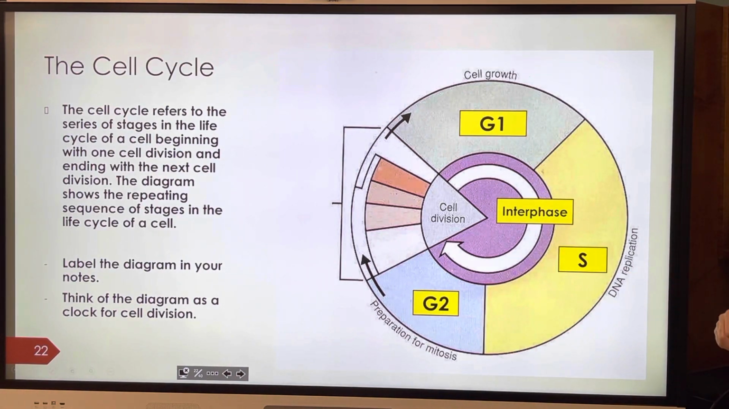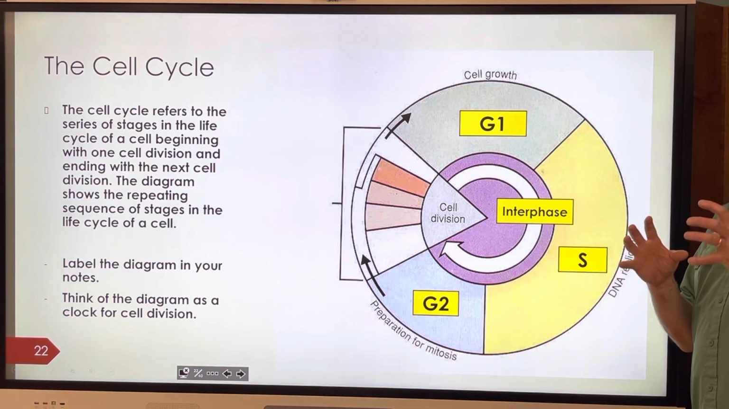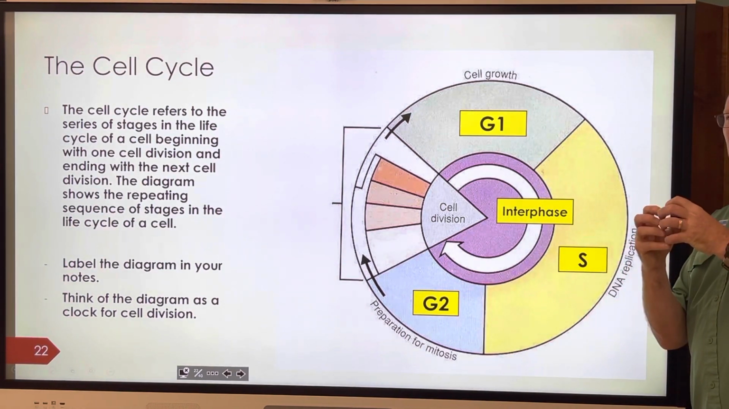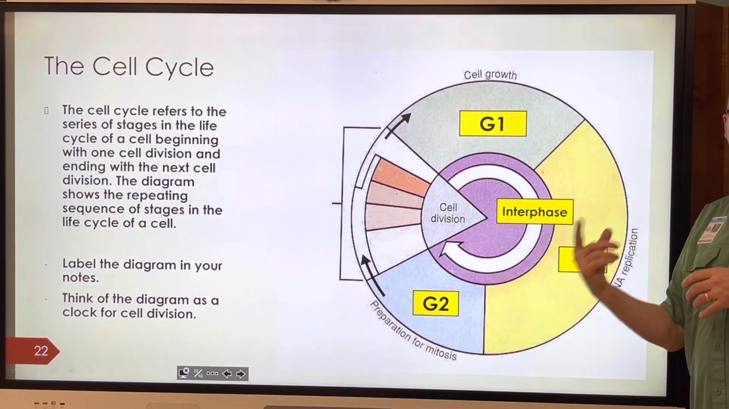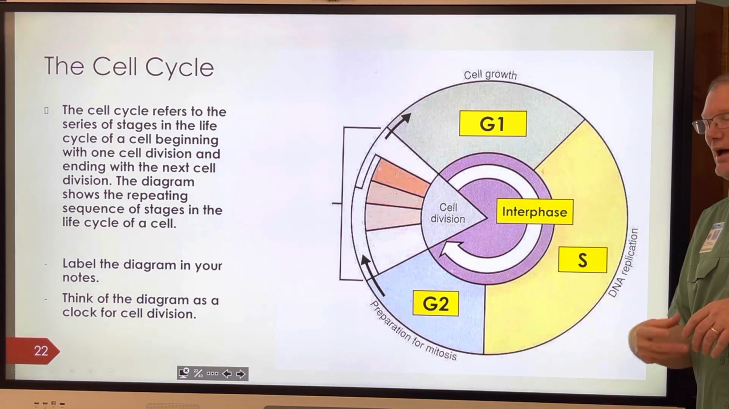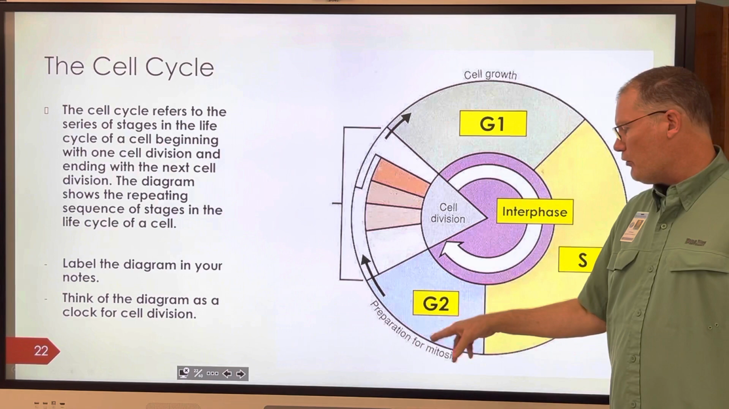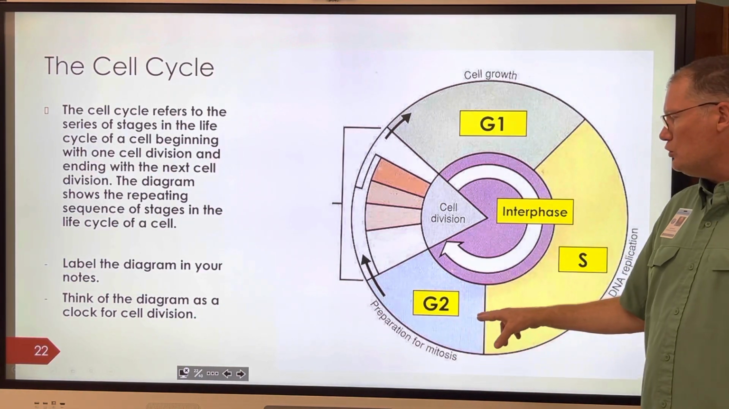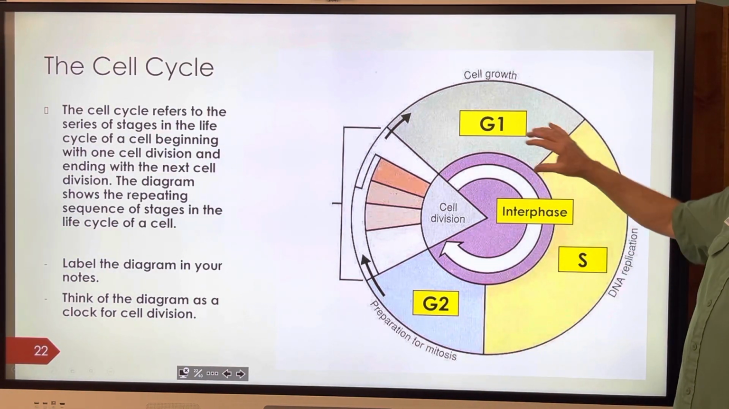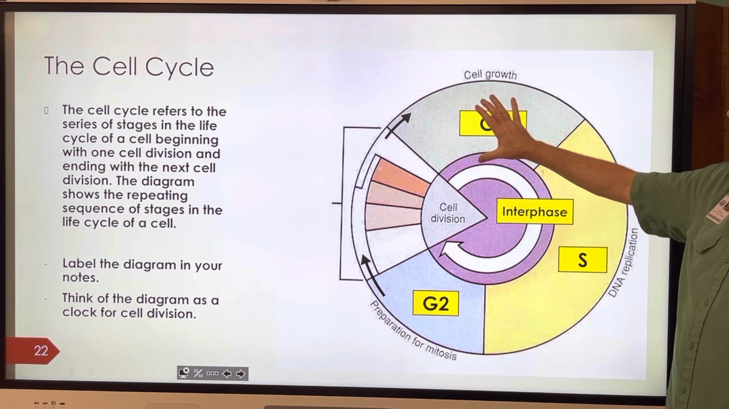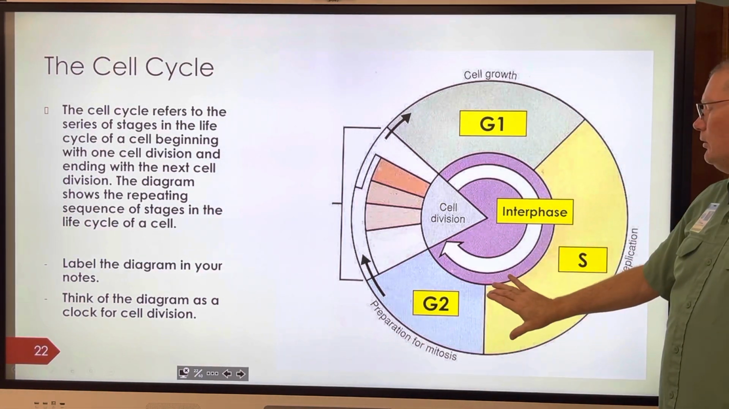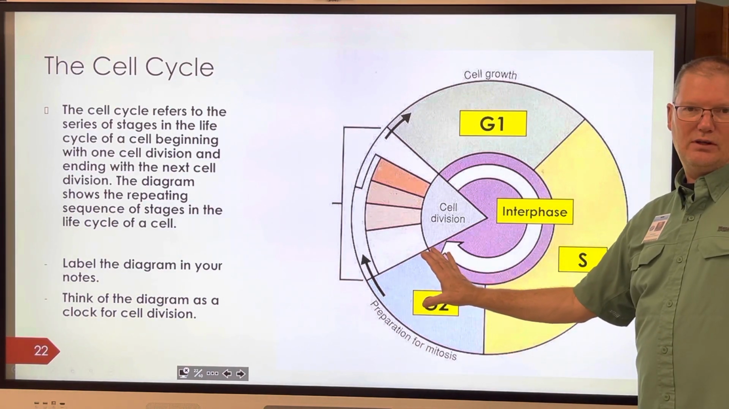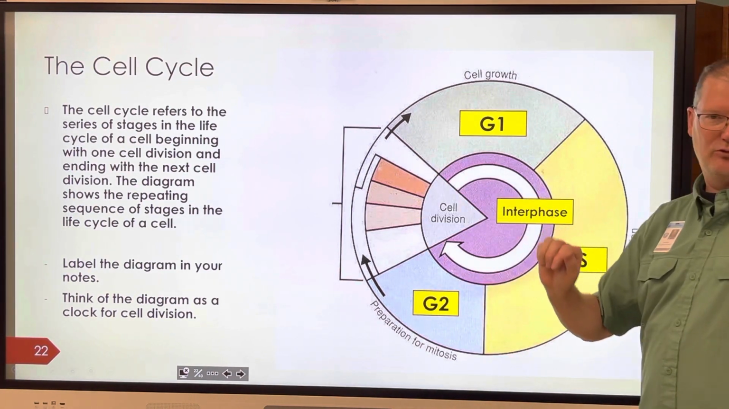S, DNA replication. So S is for synthesis. The DNA in the nucleus is replicating itself. And I'll show you a video of what that looks like in a moment. It's pretty wild. And then preparation for mitosis, G2 stage. So now the cell is growing. It said, whoa, we're getting kind of big. Better replicate the DNA. Better get ready to split. And that's what's happening. And then the splitting happens right here, okay?